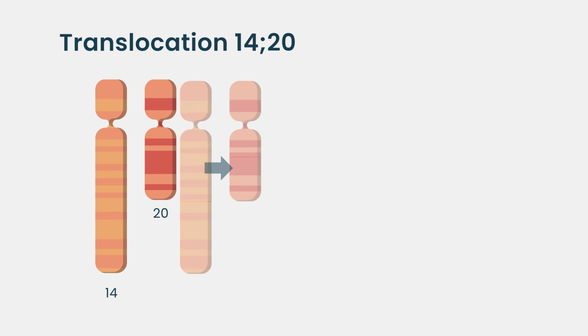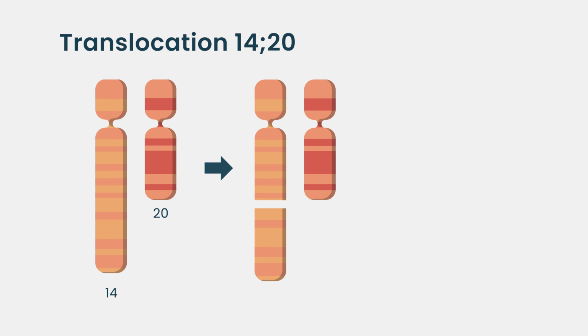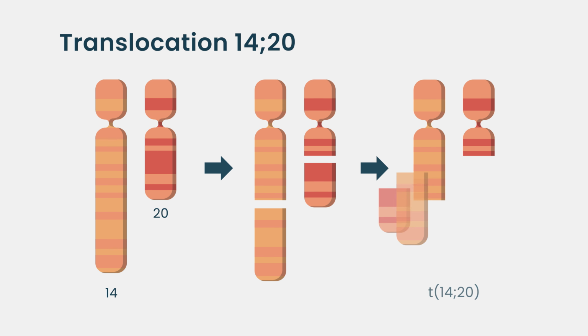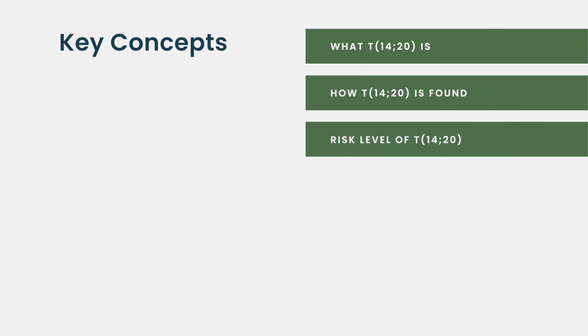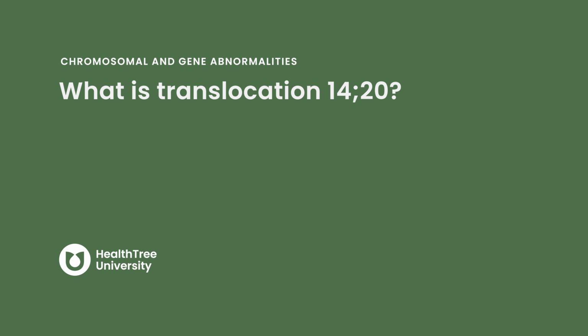What does translocation 1420 mean for multiple myeloma patients? In this HealthTree University lesson, we explain the rare but important chromosomal change known as translocation 1420 in multiple myeloma. Translocation 1420 only occurs in approximately 1 to 2% of myeloma cases. In this lesson, you will learn what it is, how it's found using modern diagnostics, and when it's considered a high-risk genetic marker. This lesson is ideal for patients, families, and clinicians looking to better understand genetic risk factors in myeloma. What is translocation 1420?